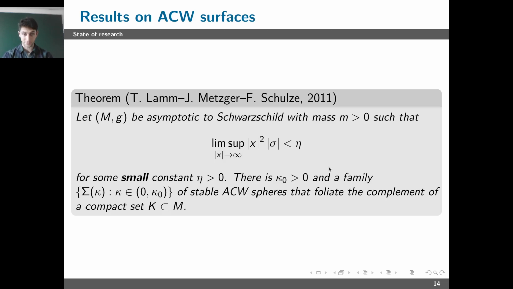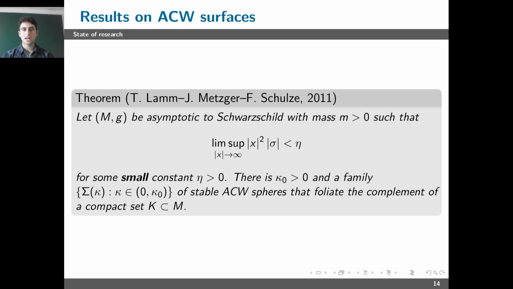They considered a manifold (M, g) that is asymptotic to Schwarzschild with positive mass and assumed that this manifold is a small perturbation of Schwarzschild. So again, this means that the lim sup of the modulus of x squared times the modulus of sigma is less than a small constant eta as x tends to infinity. Under this assumption they showed that for every sufficiently small positive number kappa, you can find a large area constrained Willmore sphere sigma kappa, whose Lagrange parameter is equal to kappa, and that the family formed by these spheres forms a foliation of the complement of a compact subset.